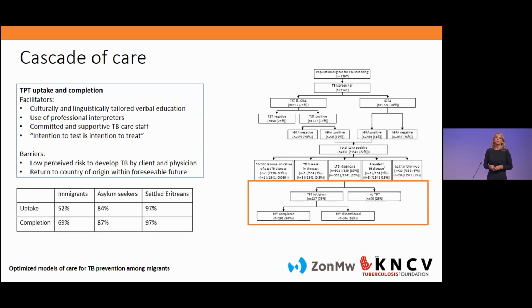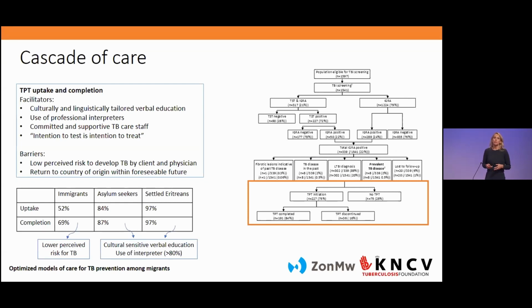For the uptake and completion of tuberculosis preventive treatments, we identified that cultural and linguistically tailored verbal education were very important facilitators for the uptake and completion of the preventive treatment. This was observed especially as we learned from the pilot study among the immigrants that there was a need for improved verbal and written culturally sensitive education, which we applied and implemented in the pilot studies among asylum seekers and settled Eritreans. This is an important factor that contributed to the higher acceptance and completion of the tuberculosis preventive treatment among the asylum seekers and settled Eritreans.